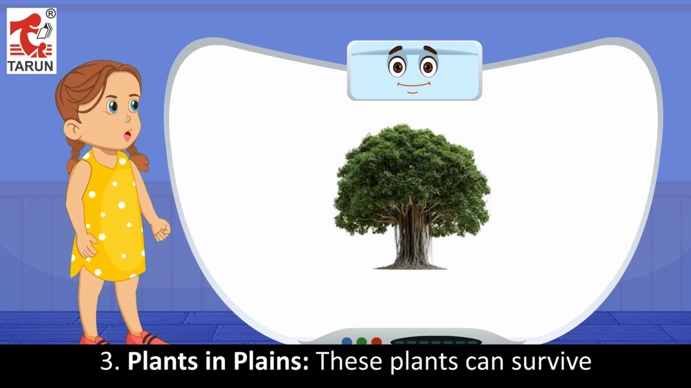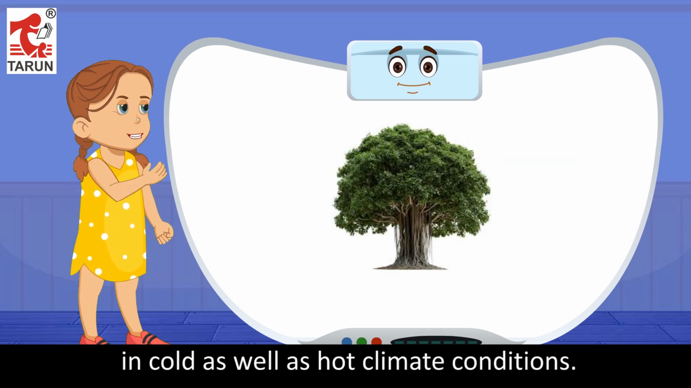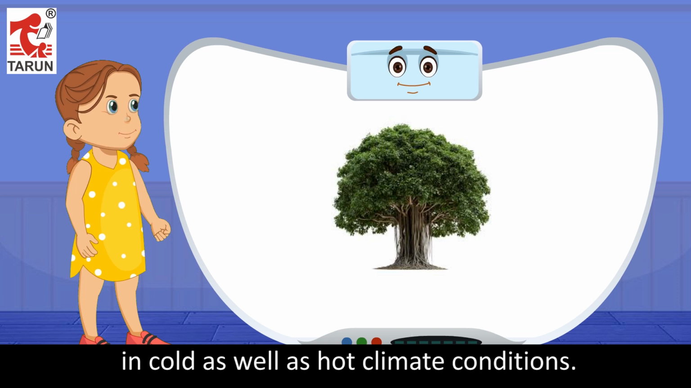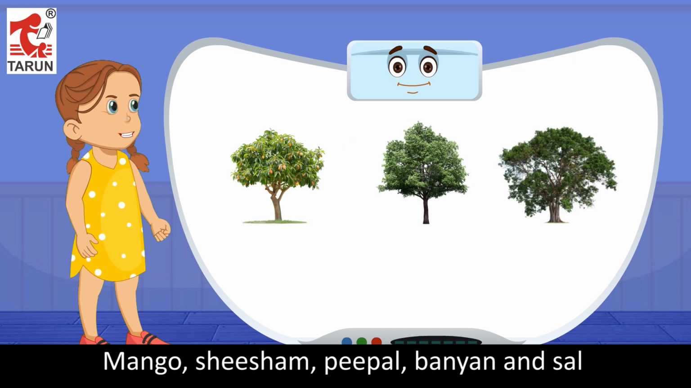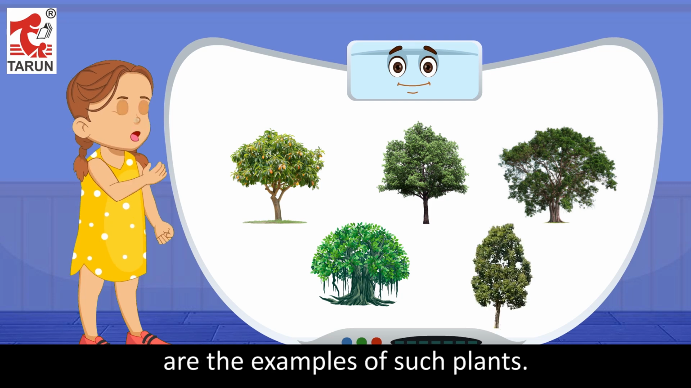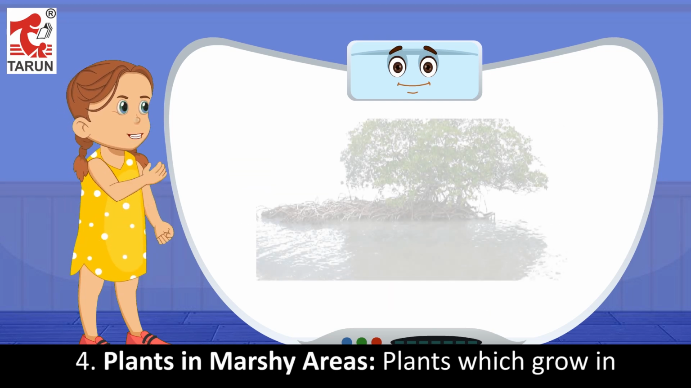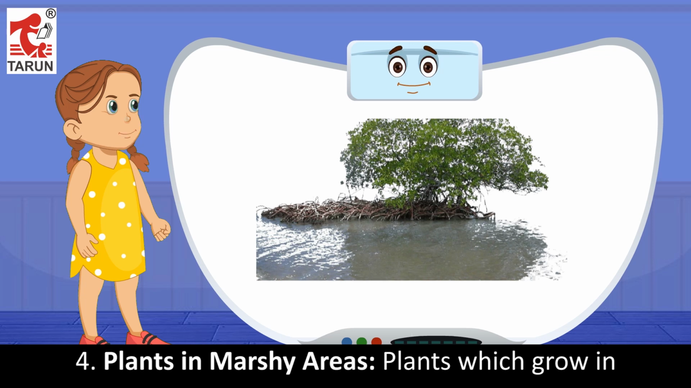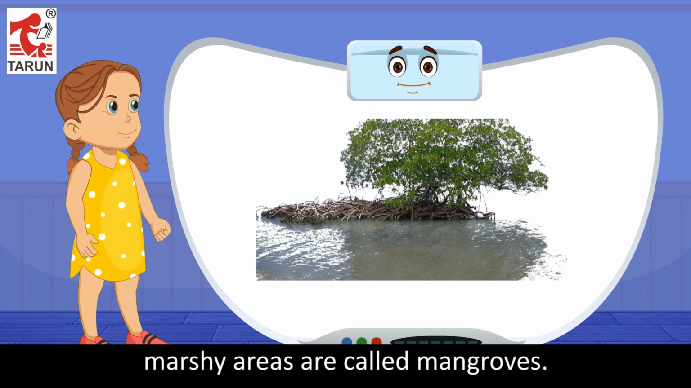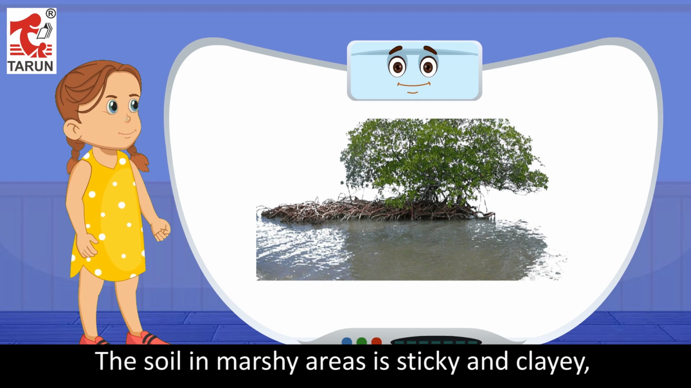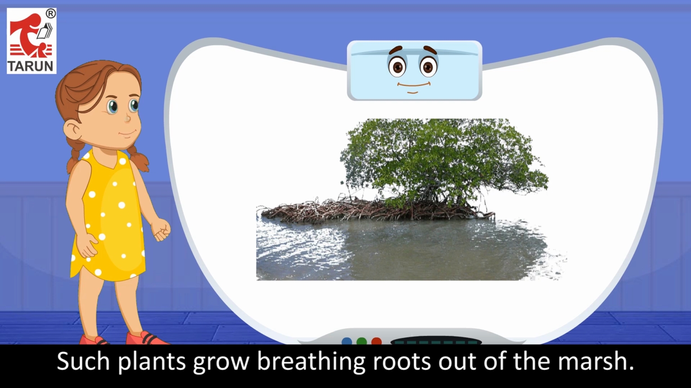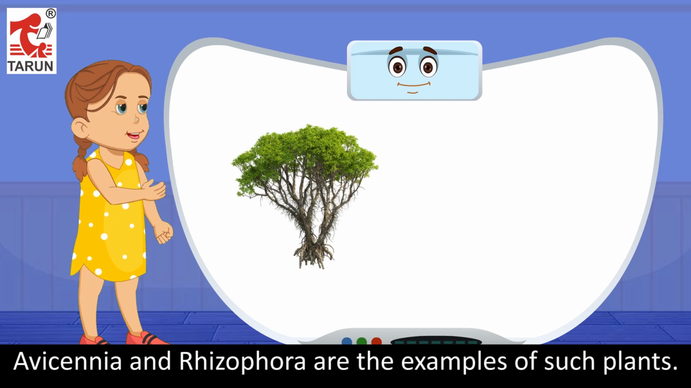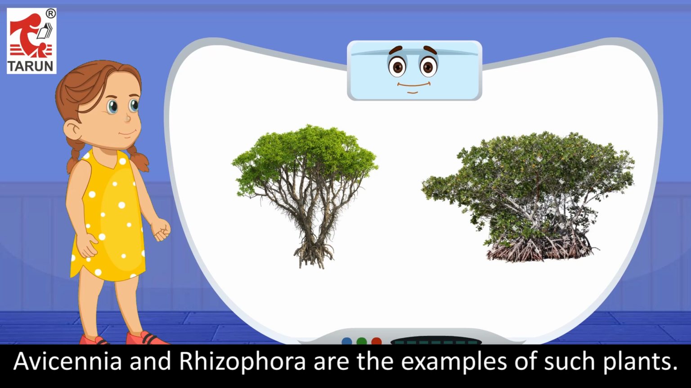3. Plants in plains. These plants can survive in cold as well as hot climate conditions. These have lots of branches with plenty of leaves and flowers and shed their leaves during winter. Mango, shisham, peepal, banyan and sal are the examples of such plants. 4. Plants in marshy areas. Plants which grow in marshy areas are called mangroves. The soil in marshy areas is sticky and clayey, covered with water. Such plants grow breathing roots out of the marsh. Avicennia and Rhizophora are the examples of such plants.